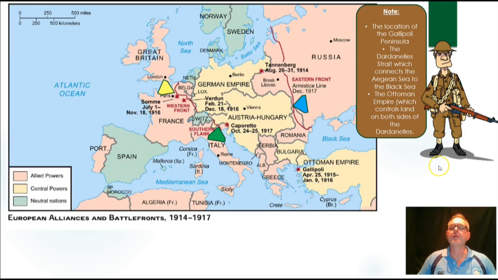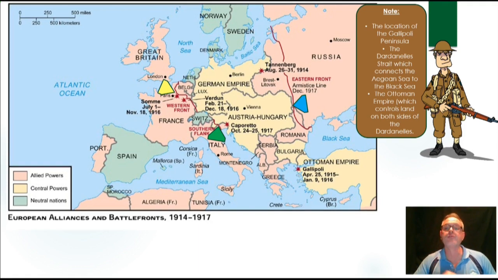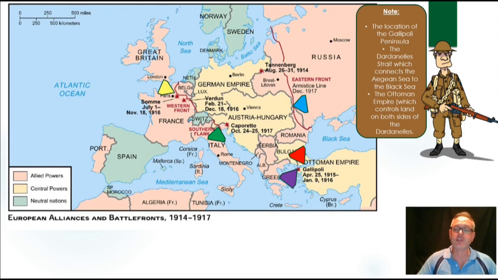And then, very importantly, we need to look at the areas which really impacted upon Australia's involvement in the First World War in 1915. We've got a location for the Gallipoli Peninsula, and it's marked here with a purple arrowhead. Near the Gallipoli Peninsula, we also have the Dardanelles marked with a red arrowhead. The Dardanelles is this strip of ocean connecting the Aegean Sea to the Black Sea. Notice that the Ottoman Empire is controlling both sides of that strip of water.